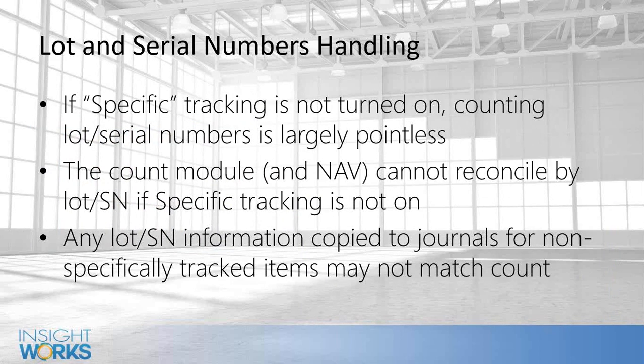But if you don't have that specific tracking turned on, NAV doesn't track what lot or serial numbers you have in stock, right? If I buy serial number 1 and I buy serial number 2, and then I sell serial number 2, it's going to actually take serial number 1 out of stock if I don't have specific tracking turned on. So essentially, NAV has no idea what serial numbers or lot numbers are in stock if you don't have this turned on. So therefore, we don't know what to adjust in or out, and you may end up with things that don't make sense.